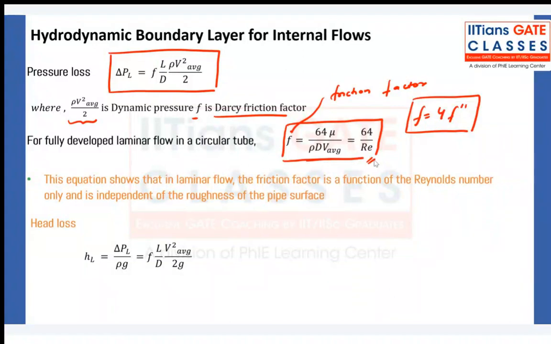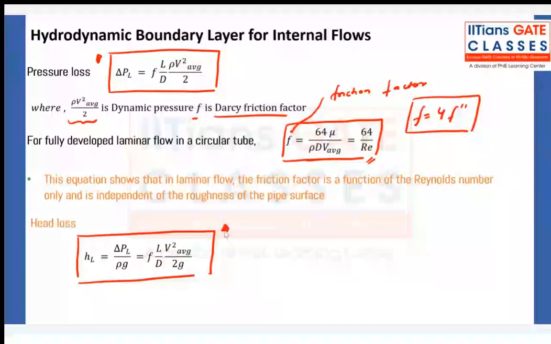Now head loss is given by delta P L by rho g. So head loss I can calculate using this formula. Delta P L will come from here, and I can cancel my rho and I will get this. I hope you are familiar with all these formulas, because whenever we discuss the hydrodynamic boundary layer in fluid, we discuss all these formulas.